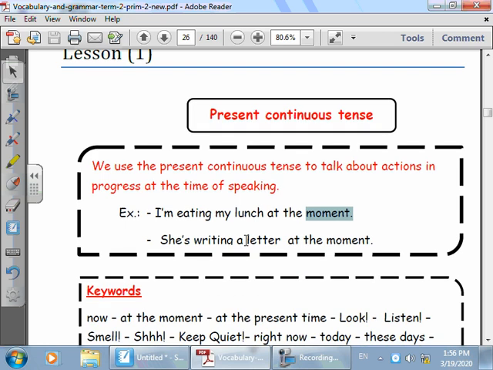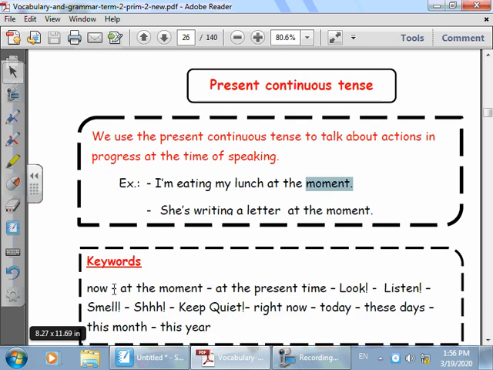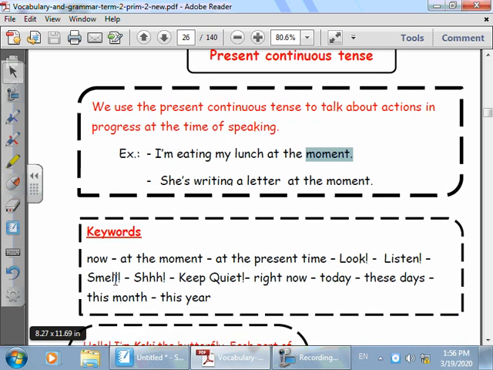Okay. Actually, we have keywords to give us the impression of the present continuous tense. These words help us to determine that this tense is a present continuous tense, like now, at the moment, at the present time, look, listen, smell, shh, keep quiet, right now, today, these days, this month, this year. Whenever you see any of them, this means that this is the present continuous.